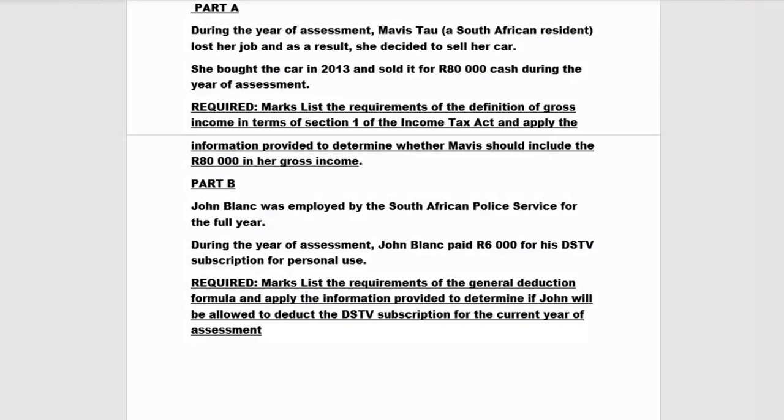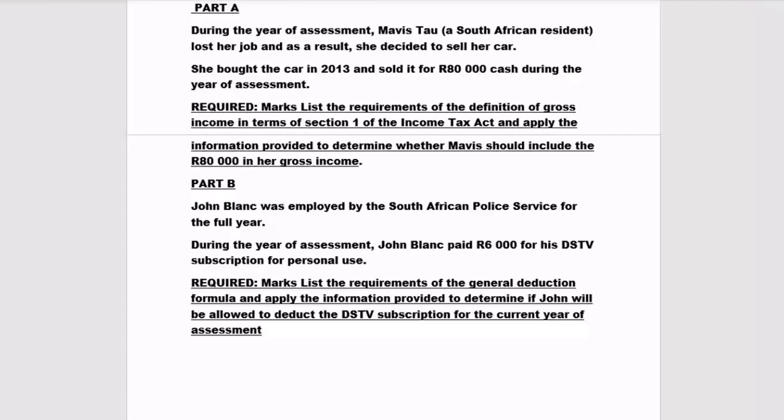Okay, so was John carrying on a trade? So you bring me the definition first. The expenditure was not incurred for the purpose of trade, but for personal use. They specifically said that it's for DSTV, which is actually for personal use. So was it an expenditure? Paying the DSTV subscription is actually an expenditure. Was it actually incurred? The amount paid, therefore, was incurred. He paid that specific amount.